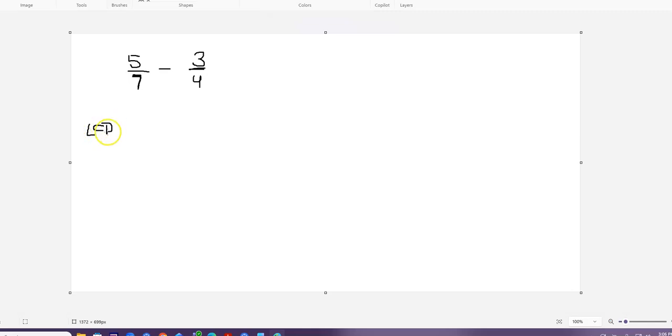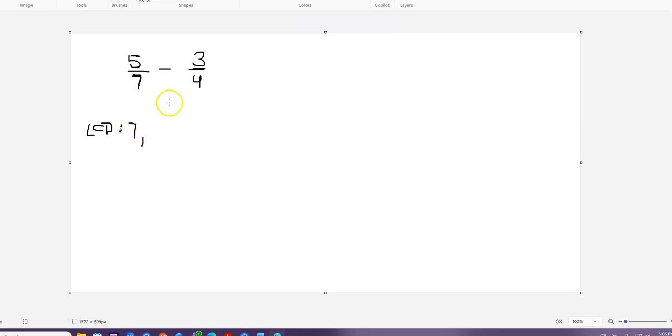How to do it? Technically, you choose the larger denominator, 7, and list all multiples of 7. So the first multiple that 4 goes into, you choose as the least common denominator.